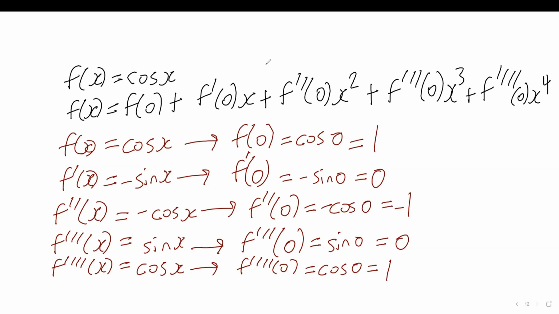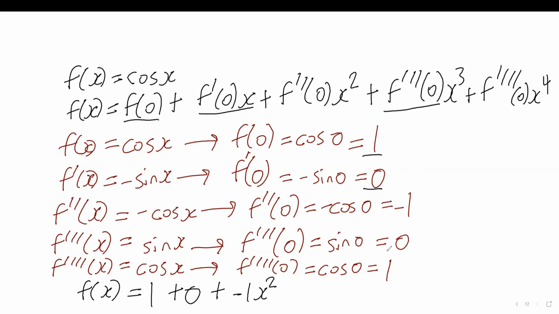So finally, in conclusion, we can write down that f of x is f of 0, which is 1, so that's 1. f prime of 0 is 0, so that's plus 0, plus f double prime of 0 times x squared, that's minus 1, times x squared. This part, f triple prime is 0, and then we have plus f fourth prime times x to the 4, over 4. I forgot the 4 factorial, the 3 factorial over the 2 factorial and 1 factorial.